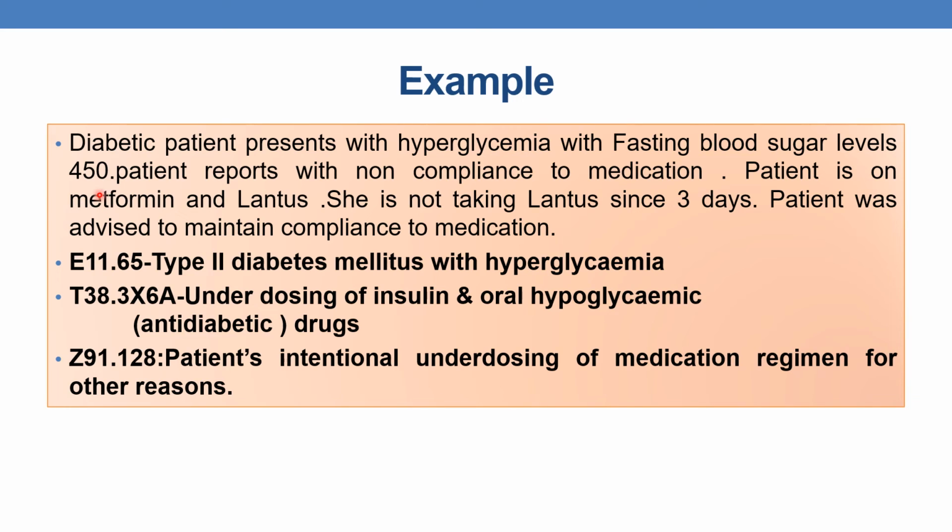So first the condition should be coded. So E11.65, which is type 2 diabetes mellitus with hyperglycemia, followed by T38.3X6A, underdosing of insulin or oral hypoglycemic drugs, followed by Z91.128, which indicates patient's intentional underdosing. The patient herself is not taking Lantus. Patient's intentional underdosing of medication regimen for other reasons.